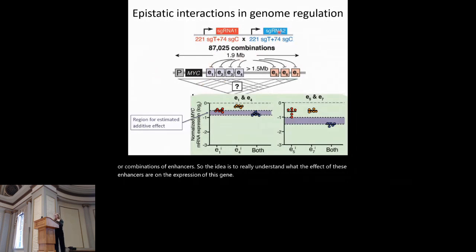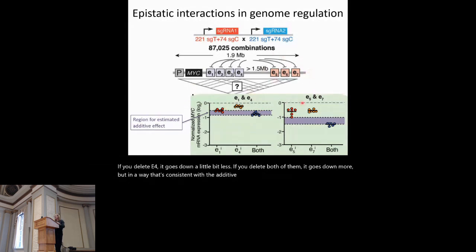So what they were able to show is that if you consider two enhancers that are proximal to each other, nearby each other, if you disrupt one of them, or if you disrupt both of them, the effect can be explained in an additive way. So as you see here, if you delete E1, one of the enhancers, MYC expression goes down a little bit. If you delete E4, it goes down a little bit less. If you delete both of them, it goes down more, but in a way that's consistent with the additive model.